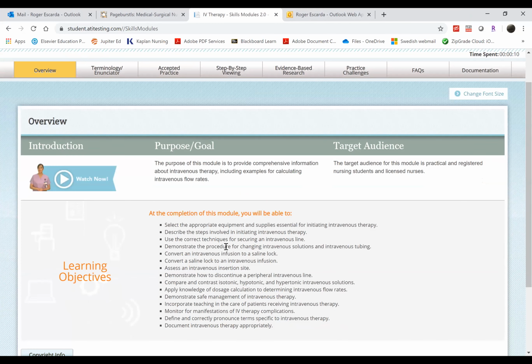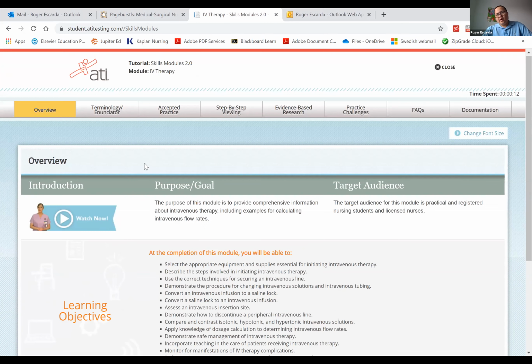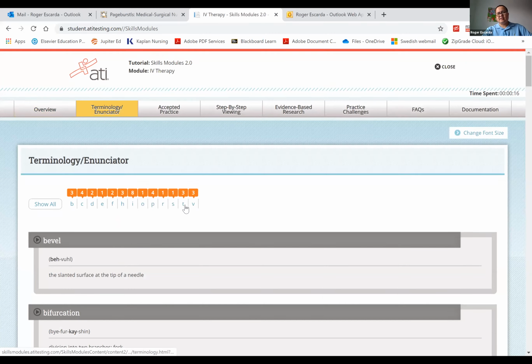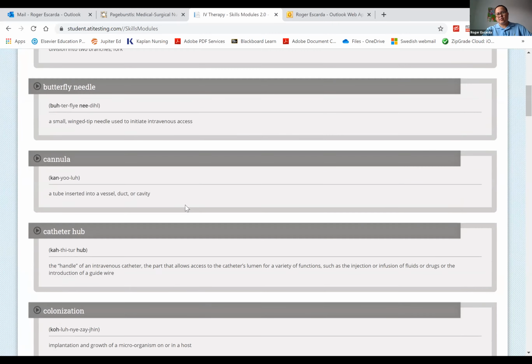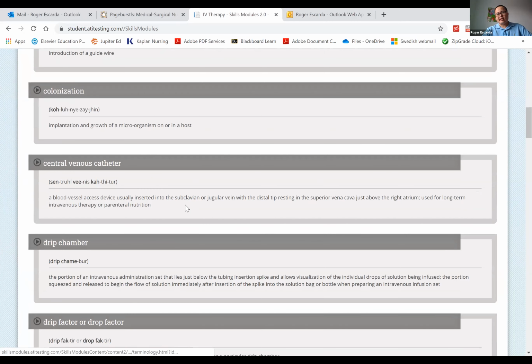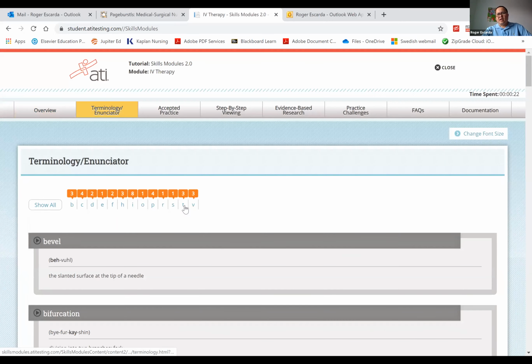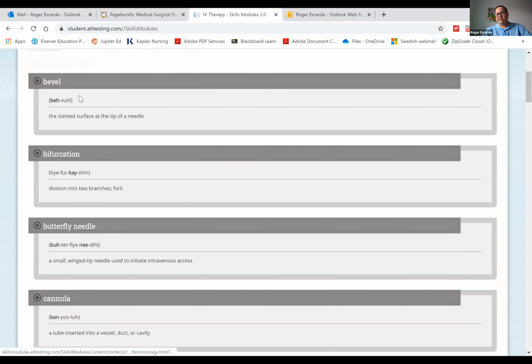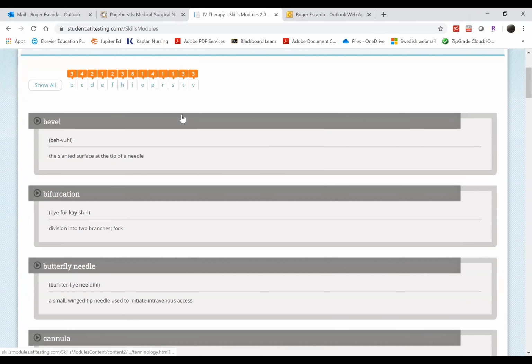All right. So I won't do the whole terminology. If you need it, just look at the things you don't understand. I don't really know which ones are foreign to you, like bevel. Do you know what the bevel means? Yes. The very tip of the needle. Okay, slanty surface.